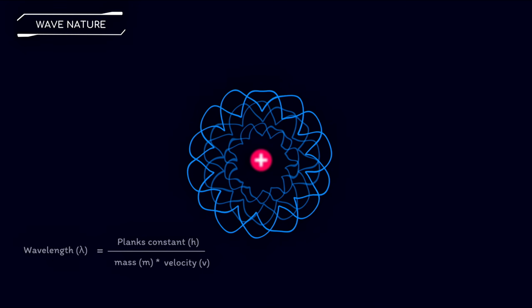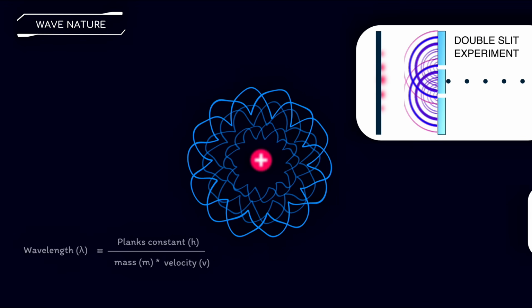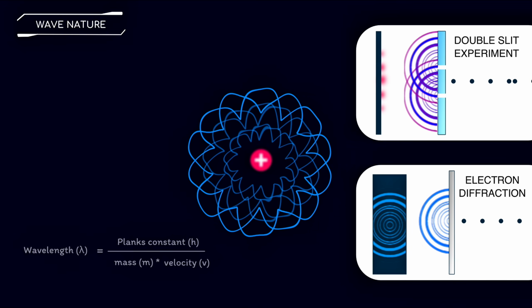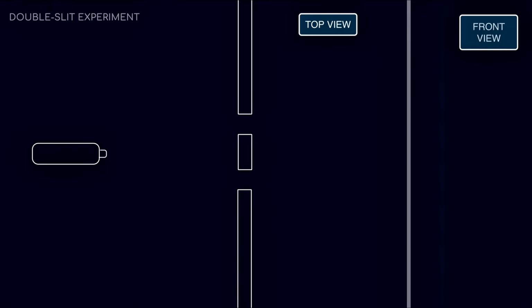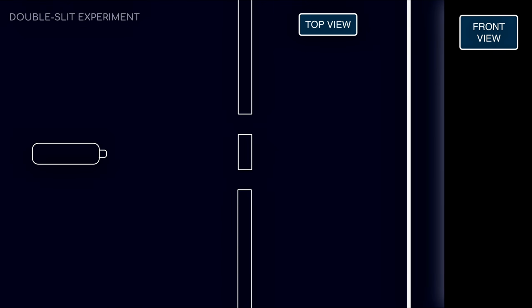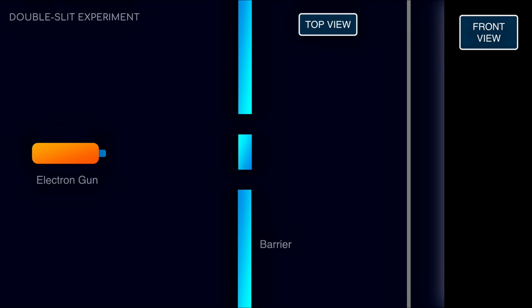such as the double-slit experiment, electron diffraction, and the Davisson-Germer experiment. The double-slit experiment is a fundamental demonstration in quantum mechanics that reveals the wave-particle duality of matter. The experiment involves an electron gun that fires electrons, a barrier with two narrow slits, and a screen behind the barrier where the electrons land. Imagine a gun that fires balls instead of electrons.